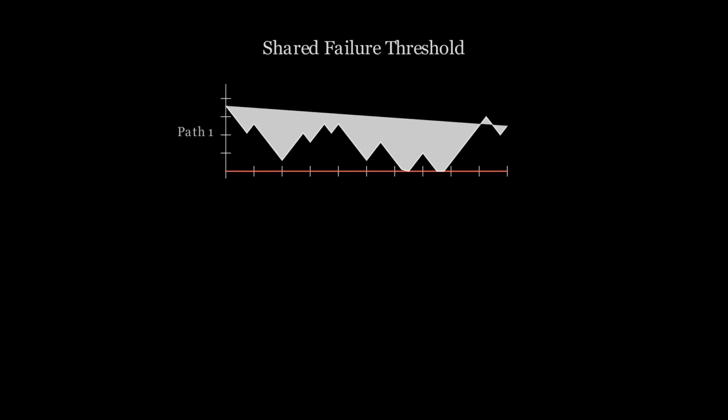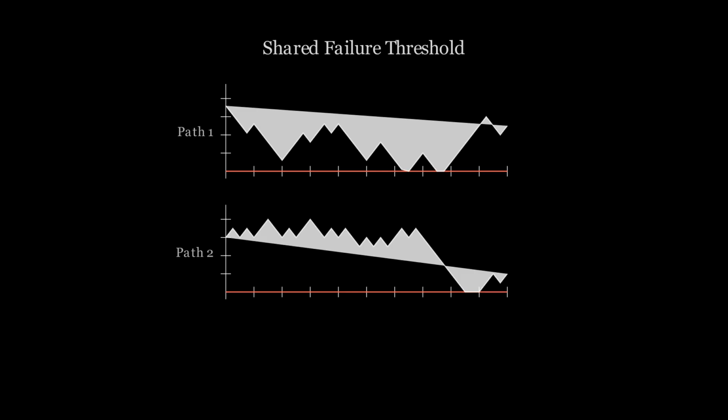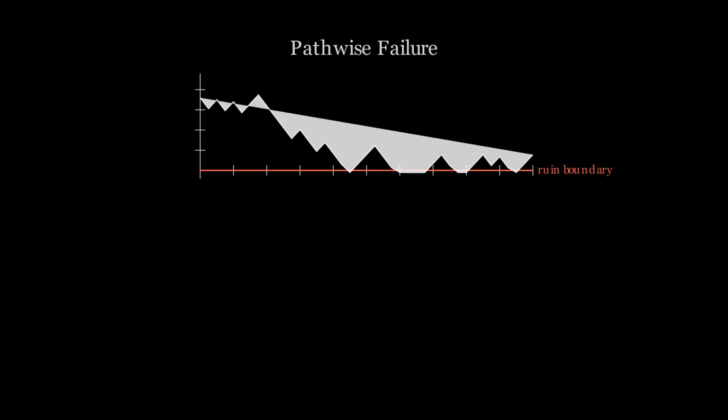Independent components can each independently degrade to failure. Each component follows its own degradation path toward the same absorbing failure boundary. No synchronization between components is required for system-level failure. Independence does not remove the existence of individual component failure thresholds. Each component failure is a pathwise event. One component failing does not require other components to fail simultaneously.